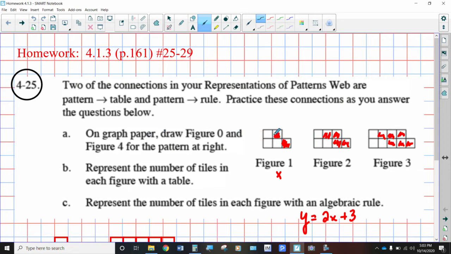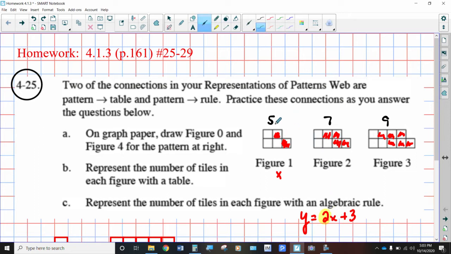Okay, so what does this pattern look like? It starts off with 5, and then 1, 2, 3, 4, 5, 6. Then it adds 2, and then 1, 2, 3, 4, 5, 6, 7, 8, 9. So it adds 2 every single time. So that implies that we're going to have a pattern of growth, a constant growth rate of 2 tiles per figure. So 2 tiles per figure.